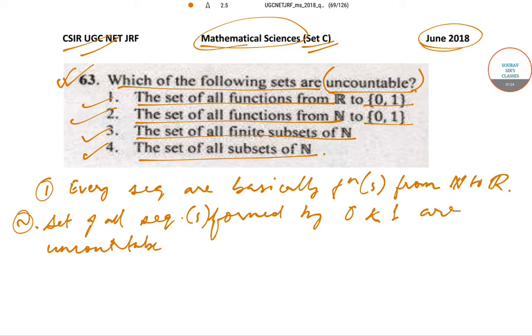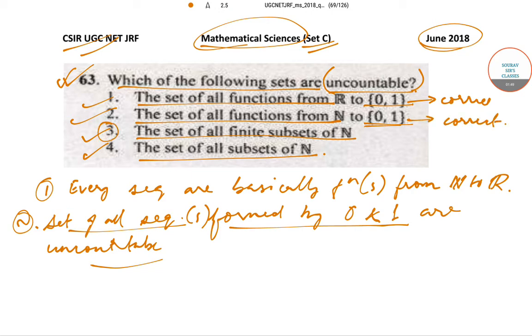Now it has been said in option 1 that the set of all functions from R to {0, 1} is uncountable. So basically we can say that option 1 is correct, since we have already said that the set of all sequences which are formed by 0 and 1 is uncountable. Similarly, option 2, which says that the set of all functions from N to the set {0, 1} is also uncountable, is also correct.